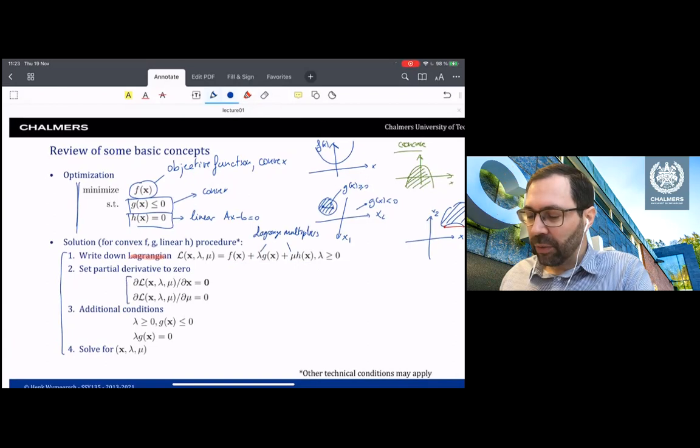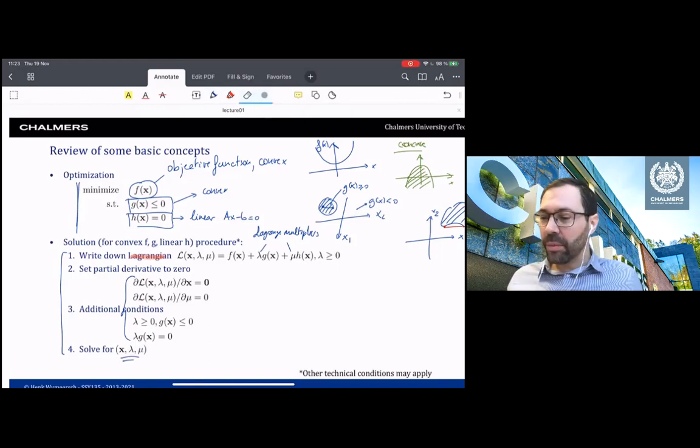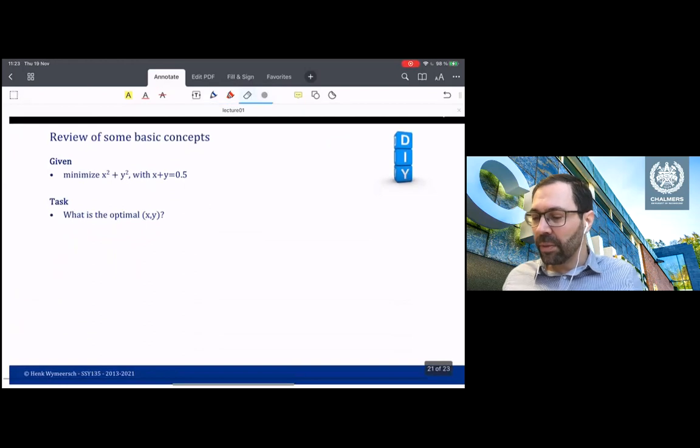All right, how do we solve this? We just set the partial derivatives equal to 0 with respect to x and mu. We impose several additional conditions, where the first one means that lambda should be greater than 0, g of x should be less than 0. That's our original constraint. But also we have this constraint that lambda times g should be 0. And this gives us a bunch of equations, maybe non-linear, and then we can solve for all the unknowns. This gives us the optimal solution. I know this seems very abstract, so let's do a simple example.